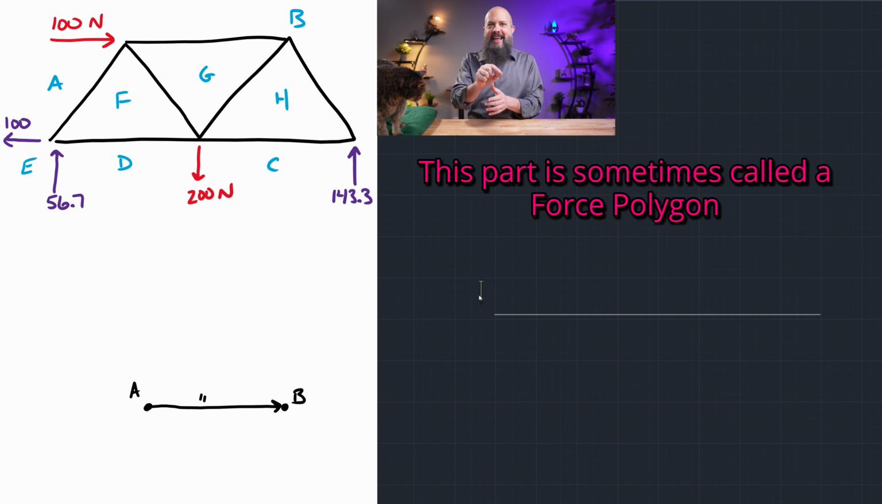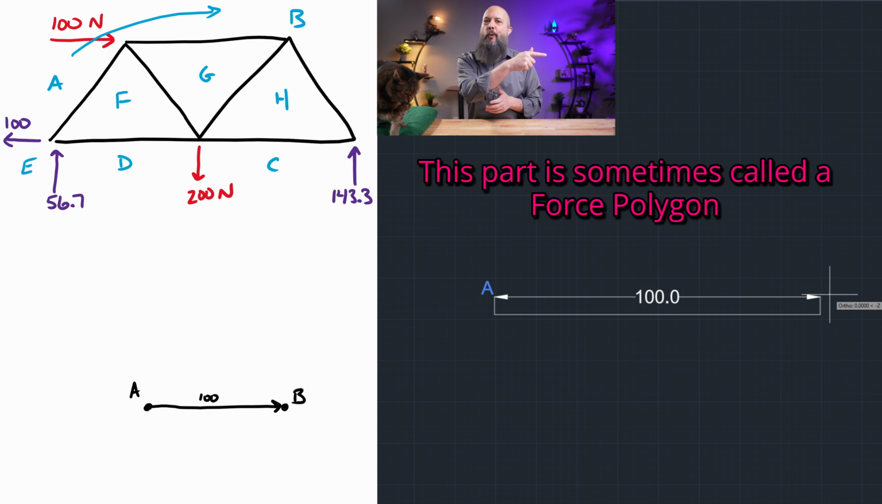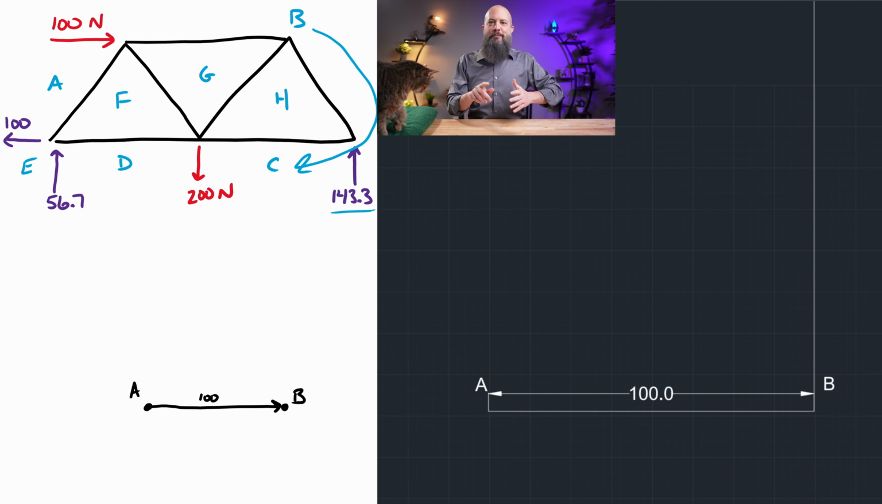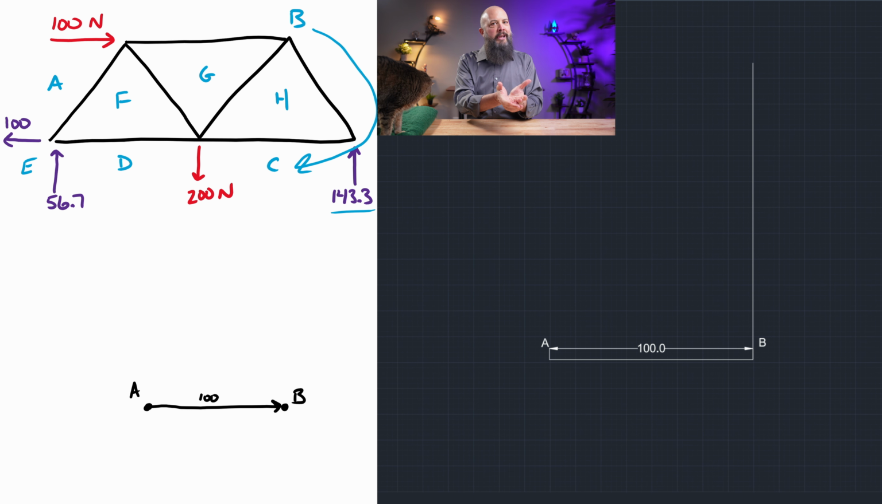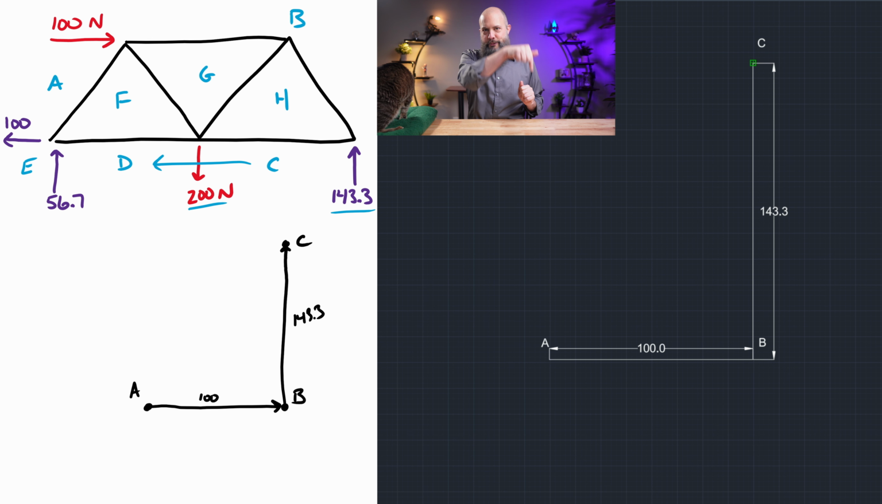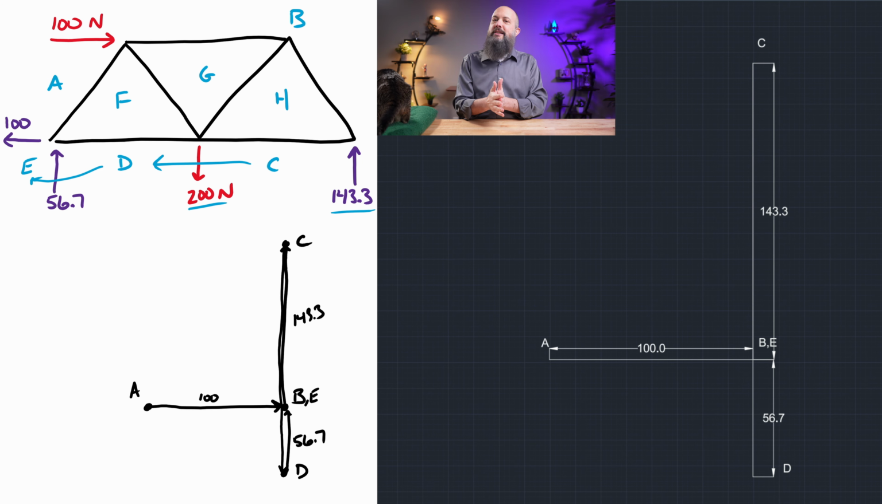I'll start arbitrarily at A and see that when going from A to B on my truss, I pass a 100 Newton force pointing to the right. So I draw a line going to the right, 100 Newtons, going from A to B. Now B goes all the way around, and from B to C, there's that purple upward 143.3. So on my drawing, I go up 143.3 from B up to C. C to D, down 200. So now it's 56.7 below point B. I go back up 56.7 from D to E. So E is at the same place as B.